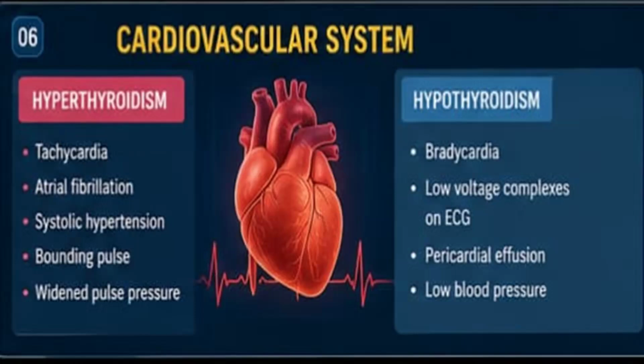Next, assess the cardiovascular examination. Hyperthyroidism commonly causes tachycardia, palpitations, and sometimes atrial fibrillation. Hypothyroidism is associated with bradycardia and low cardiac output. Always check the pulse rate and rhythm carefully.